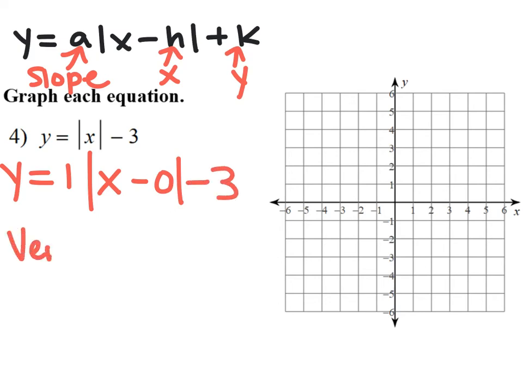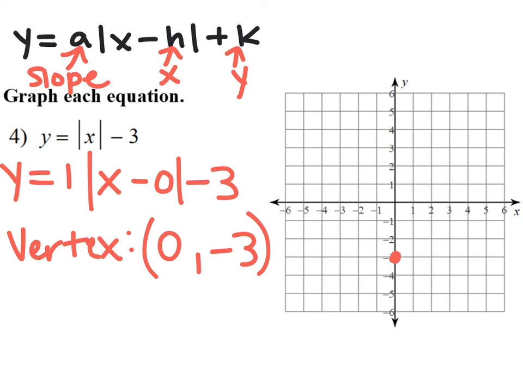Now the vertex is going to be the opposite of the h value, so it stays as 0, and then it's the k value, so it's minus 3. And I can plot this point. Then I will draw in my axis of symmetry as a vertical line through the point.